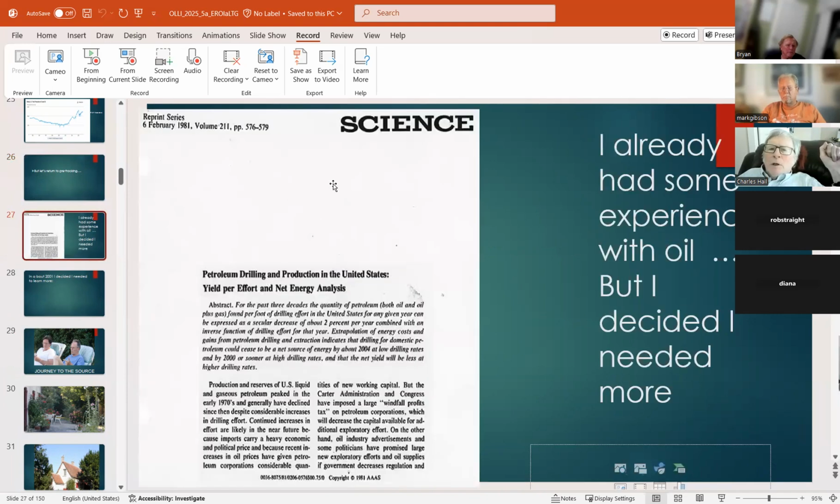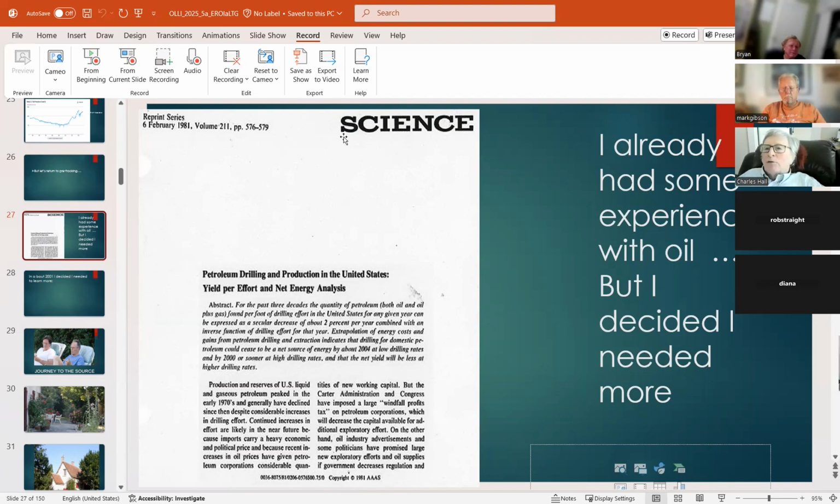In 1981, I was a young professor at Cornell University working on fish, and I had a student, Cutler Cleveland, who said, well, let's apply your energy ideas about fish to looking for oil. And we published this paper in Science magazine. And as I'll show you a bit later, it was on the first page of the Wall Street Journal. And so I established myself in the field.